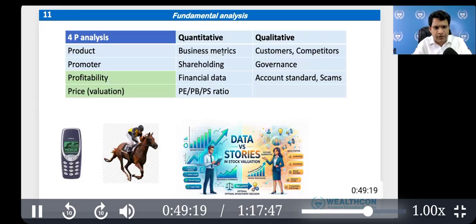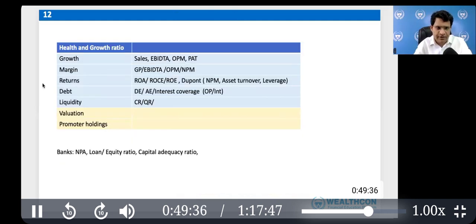Okay, 4P analysis. In 4P analysis, what we do is the quantitative analysis: different business metrics, shareholding patterns, financial data, profitability, what we are discussing, valuation, PS ratio, PB ratio, and these are the qualitative information we look for. Okay, go here. So I explained the calculation of growth rates.